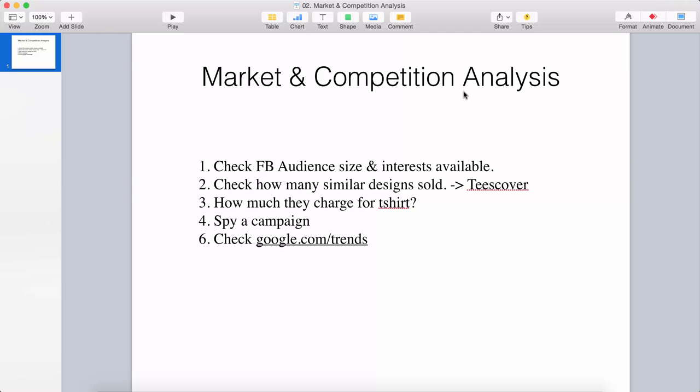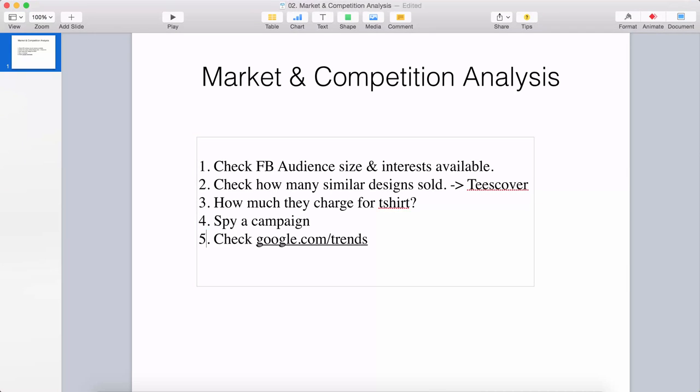Are there similar designs? How much do they charge? So my rule of thumb is that if there are people selling similar designs and they are selling well, it is a good sign for us to go into the market. Alright, so I will show you how I do it. So I will explain briefly about this.